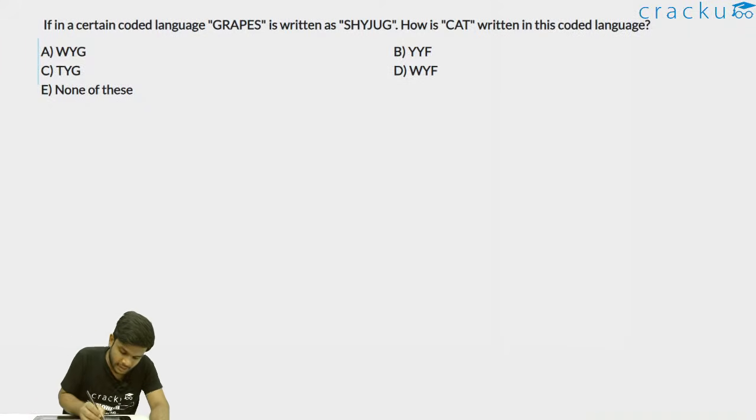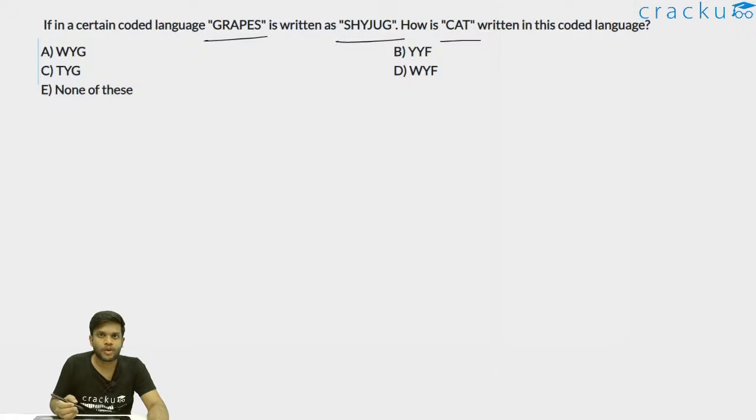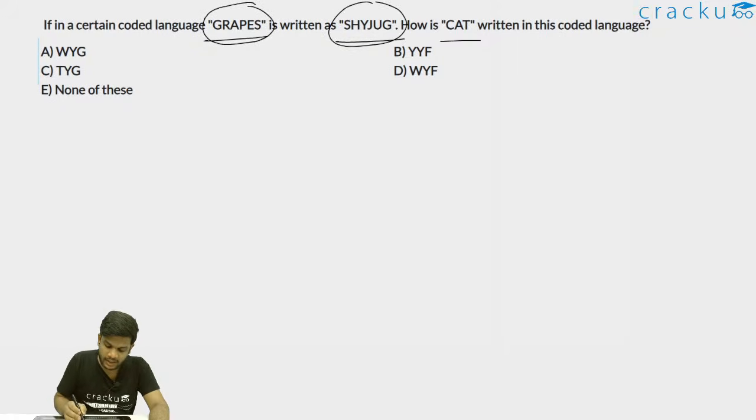In this question it is given that grapes is coded as this word. So we have to find how we can code cat. What we have to do is find something which is connecting these two, and that will be applied to cat. So let's look at the code which is connecting these two.